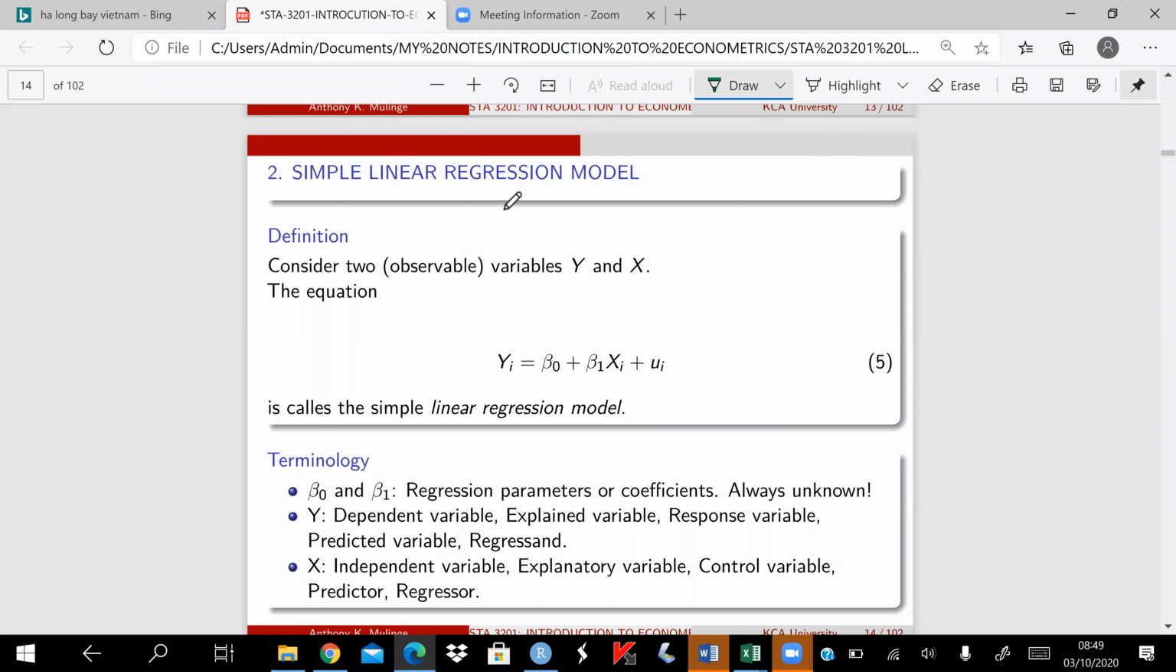So our next topic is a simple linear regression analysis. We are going to start by defining two variables, y and x, which we are calling observable variables. Then a simple linear regression equation can be defined as shown in equation number 5.